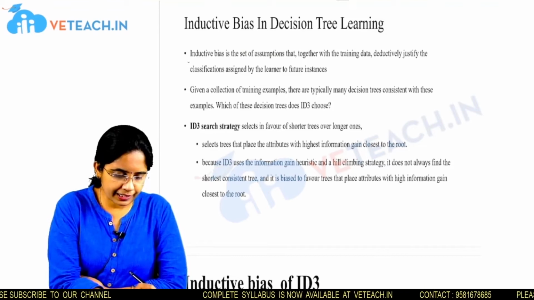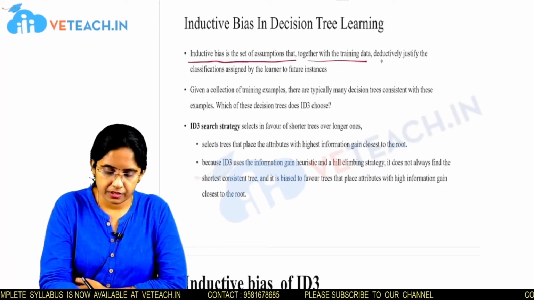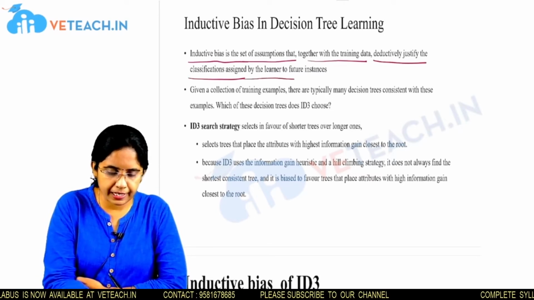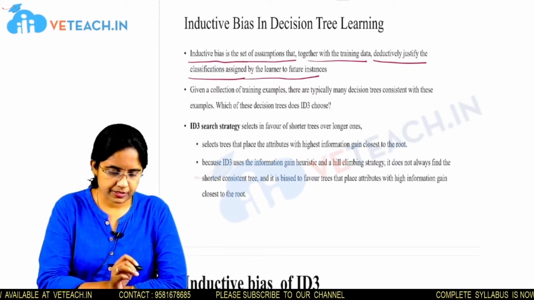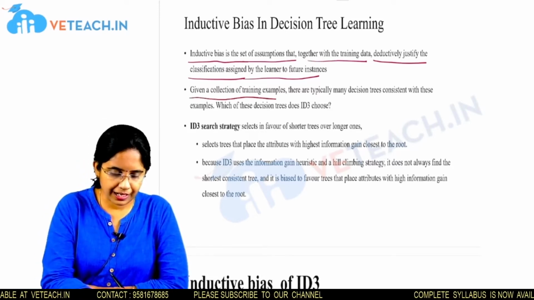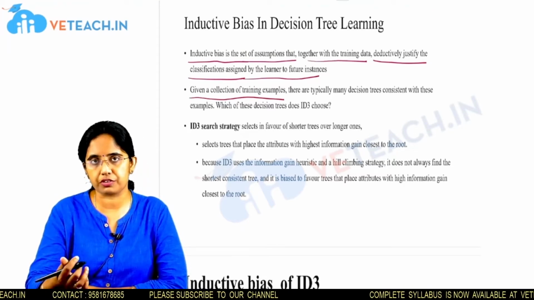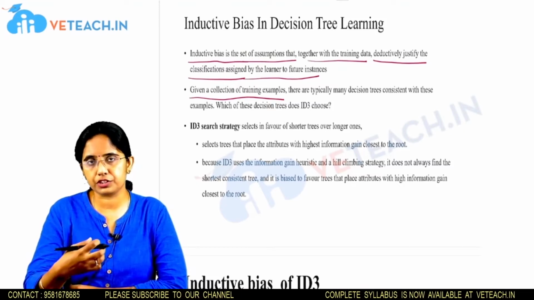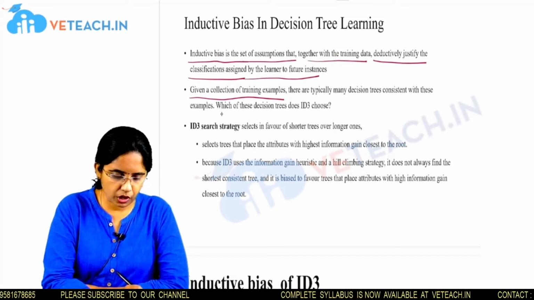Inductive bias is a set of assumptions along with the training data set which deductively justifies the classifications assigned by the model, or the learner, for future instances. Suppose, given a collection of training examples, what assumptions do we have to consider to make the decision tree generalized for future instances? That is what we discuss here.